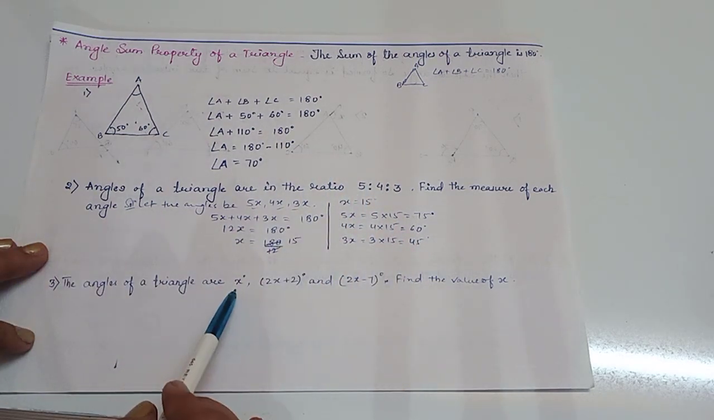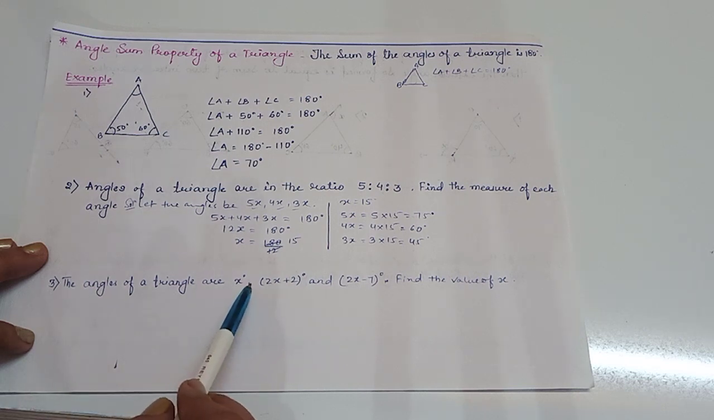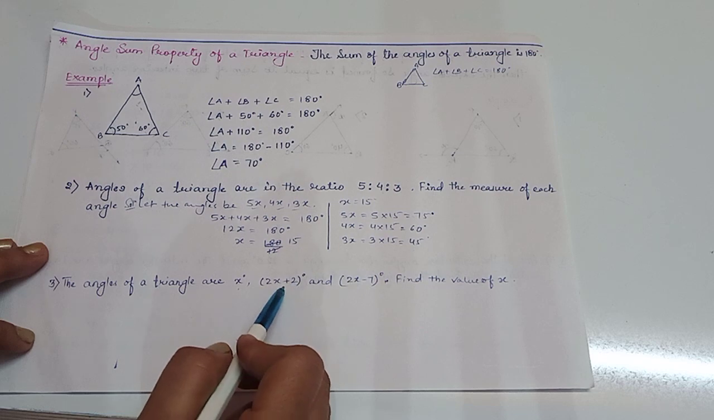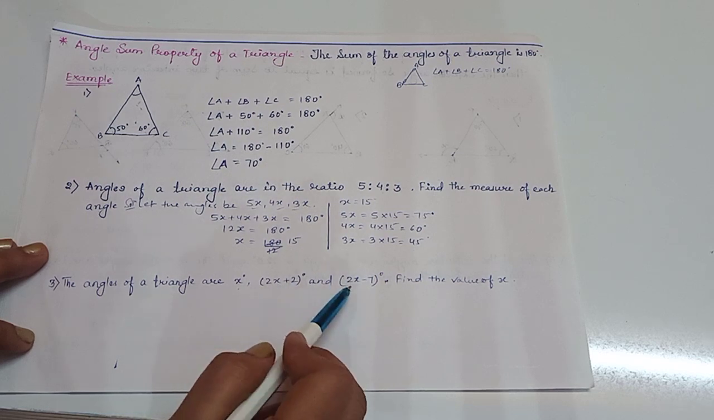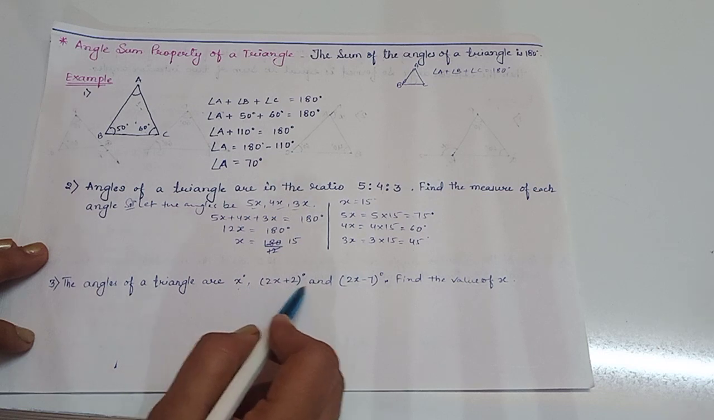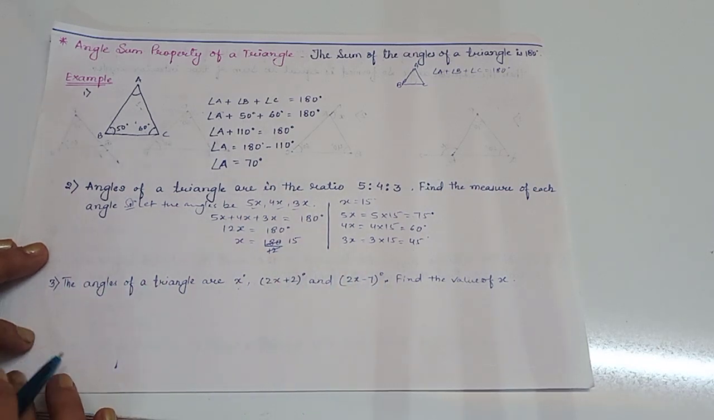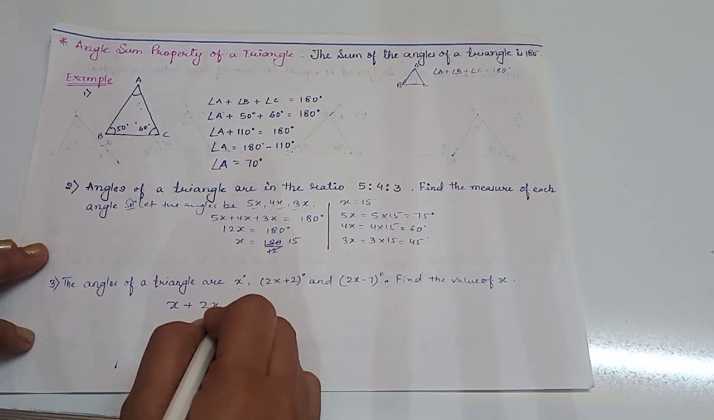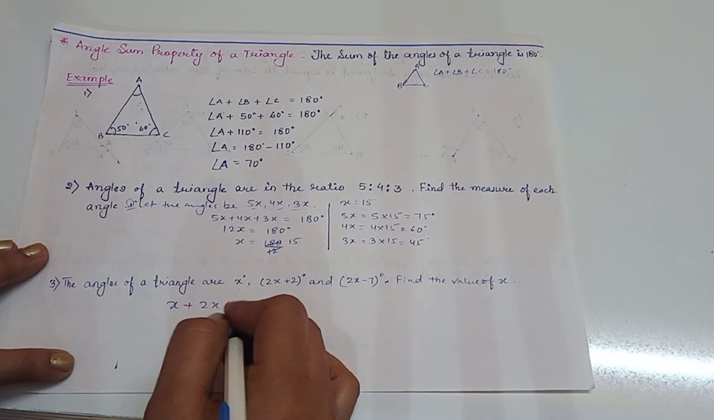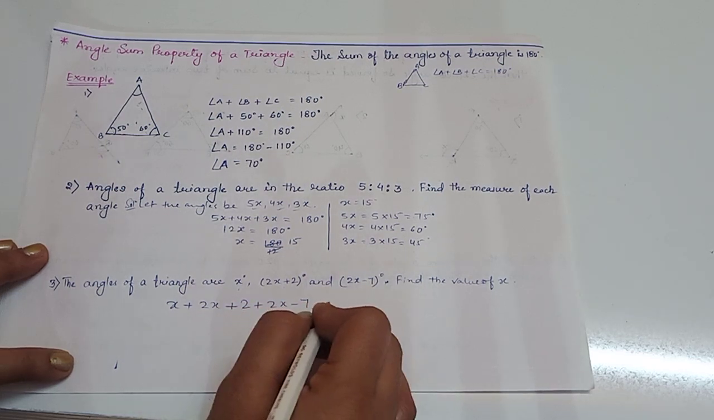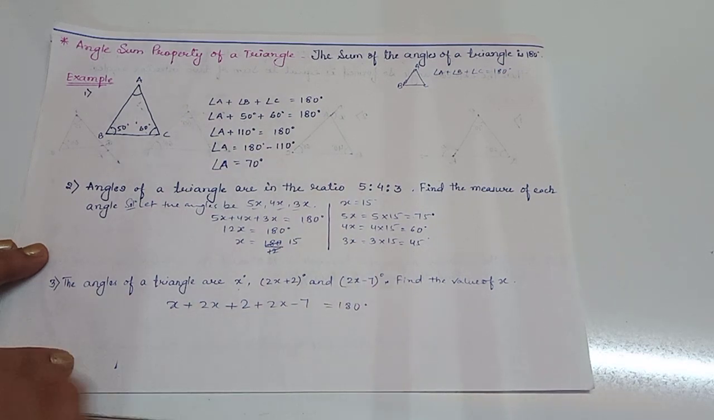So next is when the angles of a triangle are given in expression form. You can see the first is x, the second is given in the form of 2x plus 2 and the third is 2x minus 7. So how can we find the value of x from here? It's very easy. Again we know that the sum of all the angles of a triangle is equal to 180 degrees. So we can do it here like this: x plus 2x plus 2 plus 2x minus 7 is equal to 180 degrees.